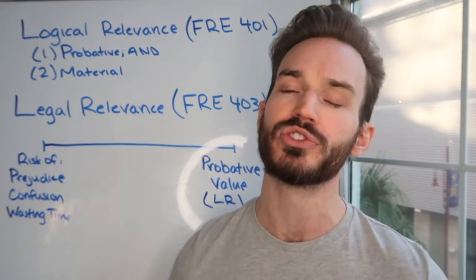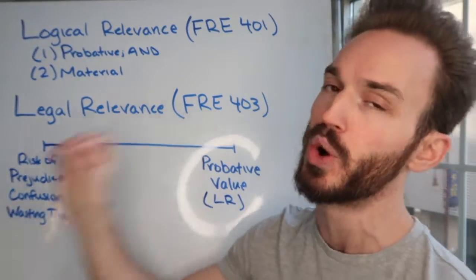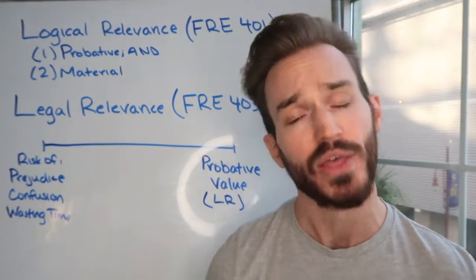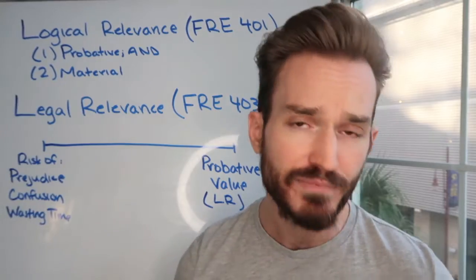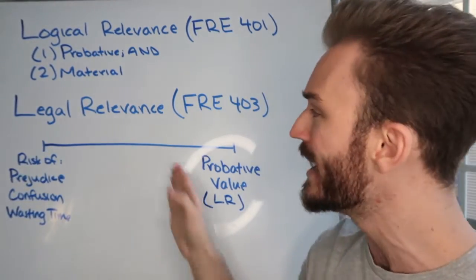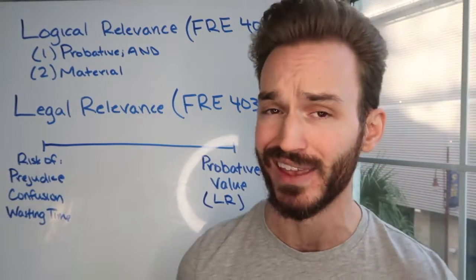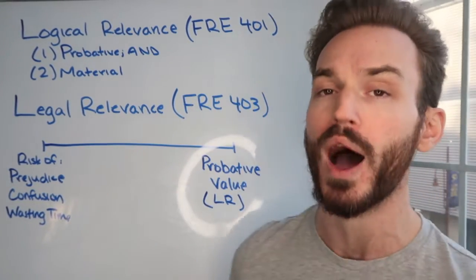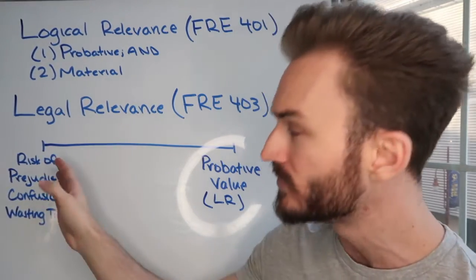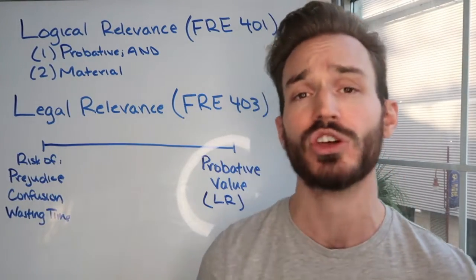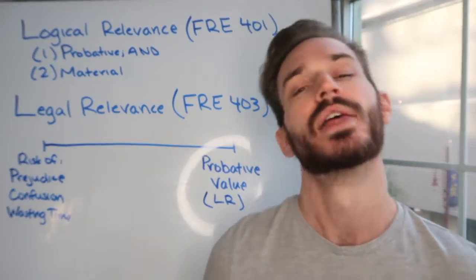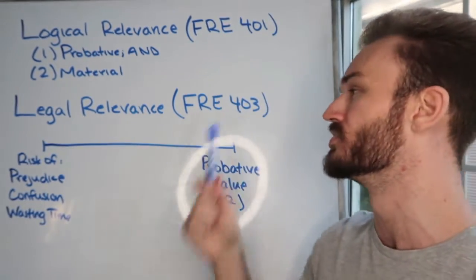Okay, well, 403, Federal Rule of Evidence 403, our legal relevance test, is a little bit different. Here is where we start to care about the actual amount of probative value a piece of evidence has. Whether it has 1% or 99%, we're actually going to care about that a lot more, because what we say under a 403 test is if the probative value of the evidence is substantially outweighed by the risk of unfair prejudice to the jury, then we're going to exclude that piece of evidence. That evidence fails our 403 test.